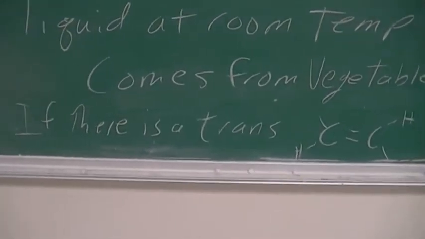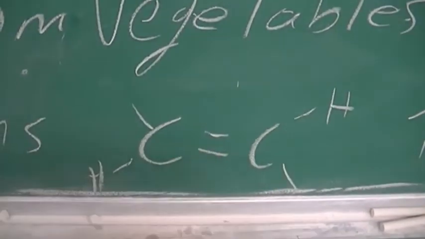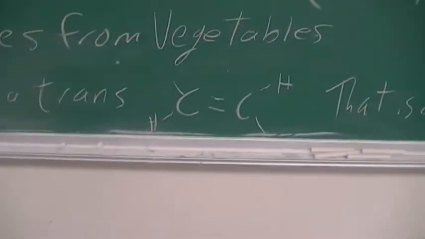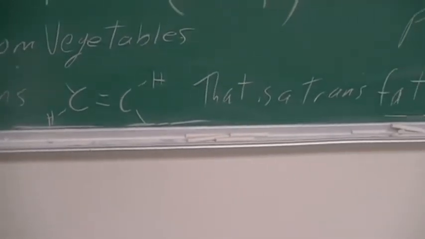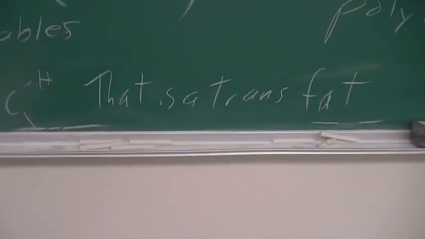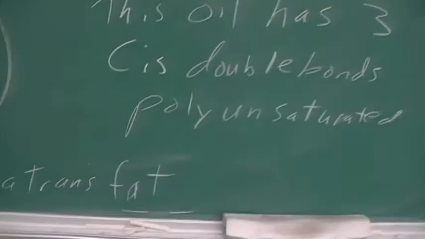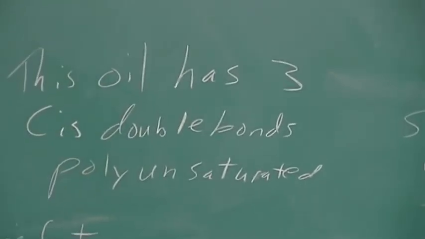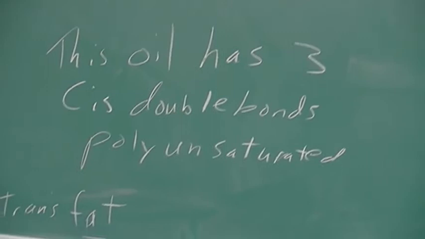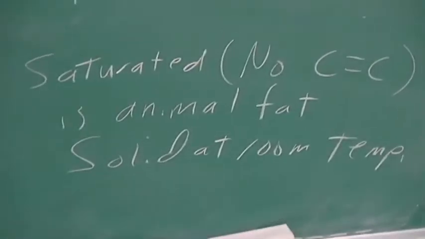Alright, if there is a trans carbon-carbon double bond where the hydrogens are on opposite sides of the carbon-carbon double bond, then you have a trans fat. And trans fats have been pretty much eliminated from all foods as they are not healthy. Alright, and so I already went through that. This oil has three cis double bonds, and that is then considered a polyunsaturated oil.